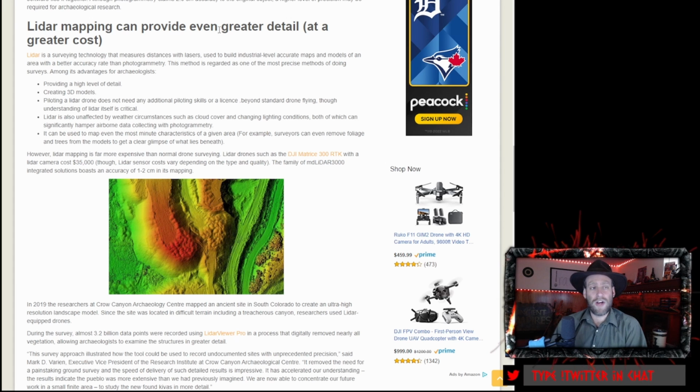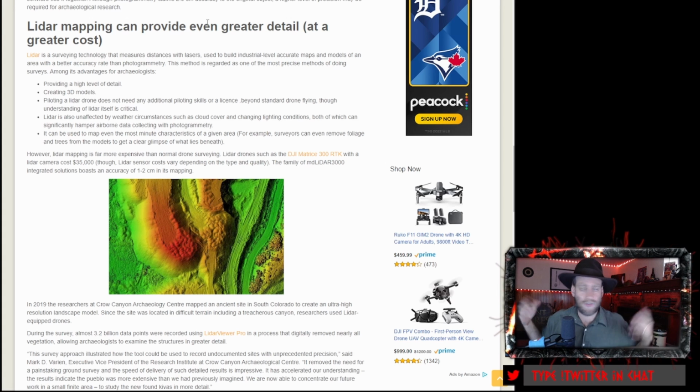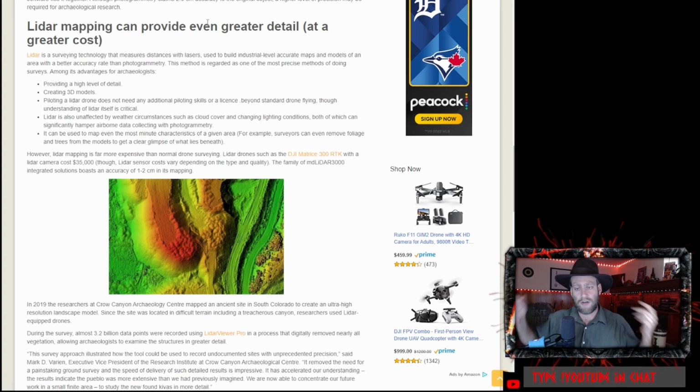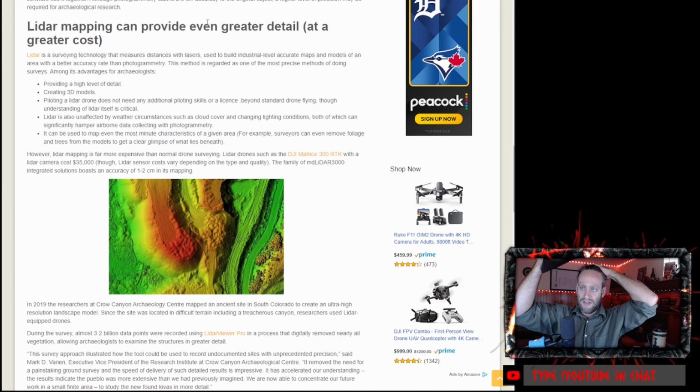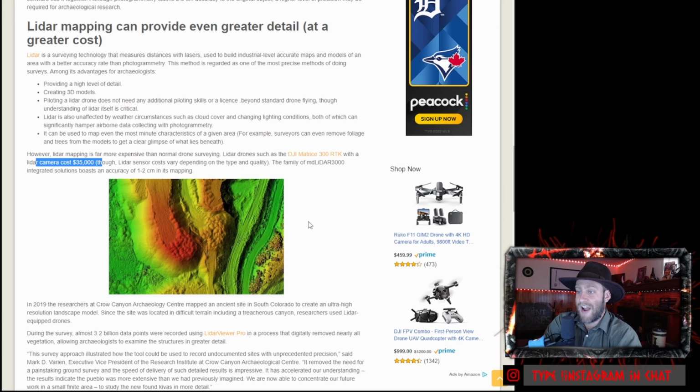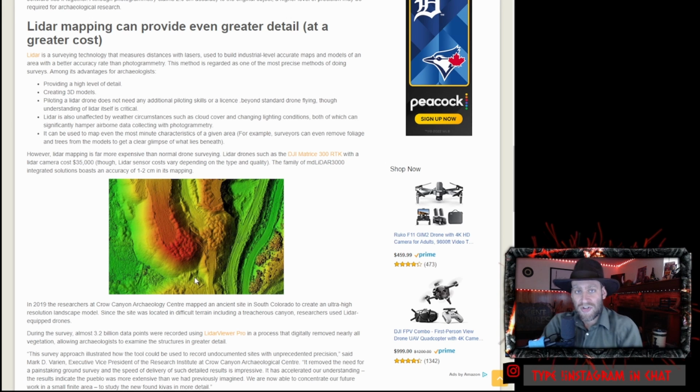So Lidar requires a very specific type of camera and device on the drone. We're not going to be able to do Lidar testing with our drone because our drone just has a camera on it. We're not going to be able to do laser guided radar testing. The Lidar camera costs $35,000. Not exactly in my budget right now.